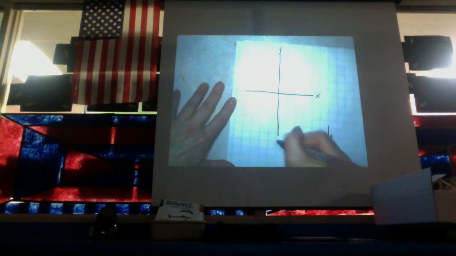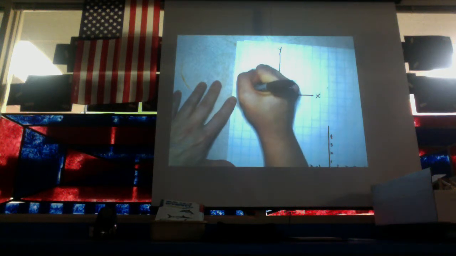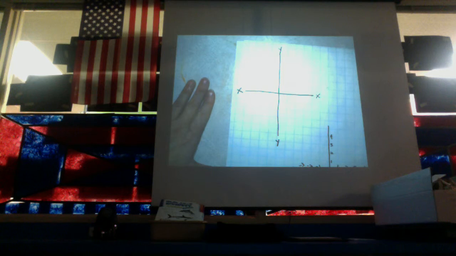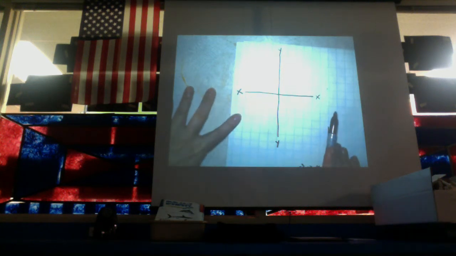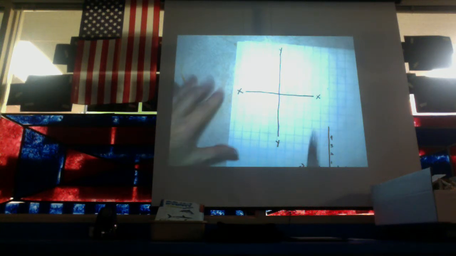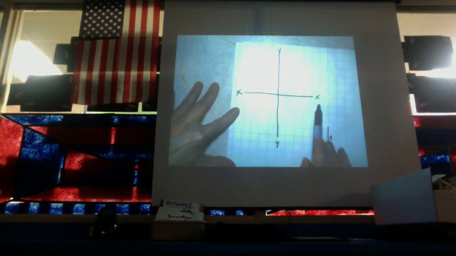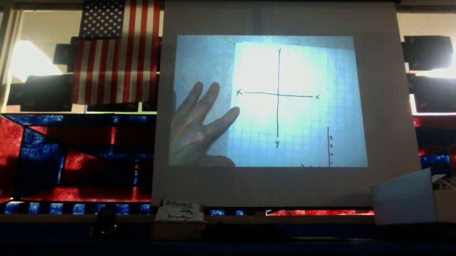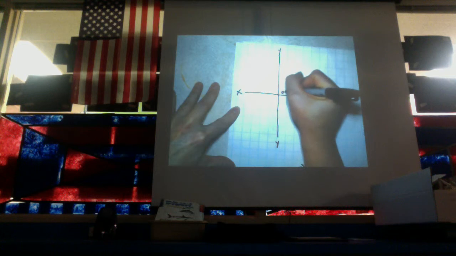Y down here, x over there. That is very, very important to remember. The x-axis is the horizontal axis. The y-axis is the vertical. Now a couple other vocabulary words we need to understand: where the x-axis and the y-axis meet, this point in the middle, is called the origin.